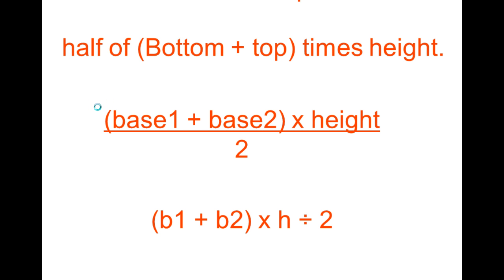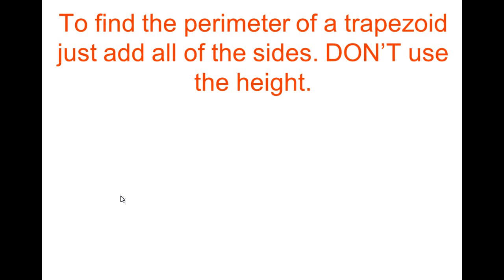Here are 3 formulas I have for the area of a trapezoid. Half of the bottom plus the top times the height, or half of the height times the bottom plus the top. Base 1 plus base 2 times height divided by 2. And down here it's really the same thing again. Base 1 plus base 2 times the height divided by 2. And then the perimeter of the trapezoid again is just add all of the sides. Don't use the height if it's one of the Snoopy water bowl trapezoids.